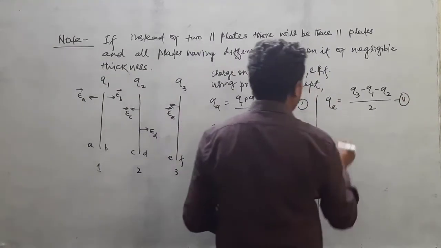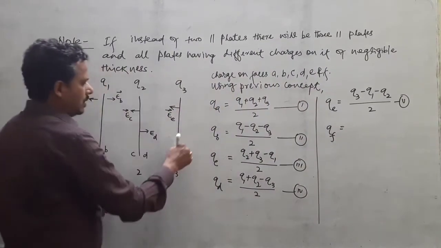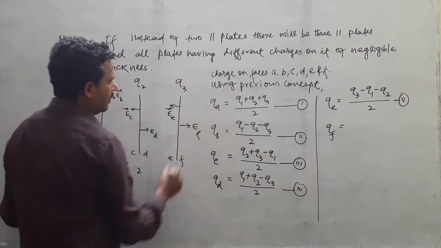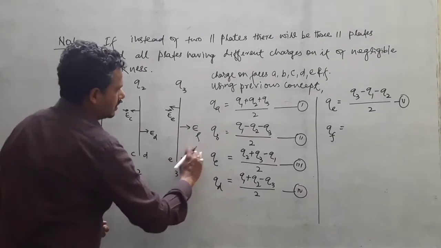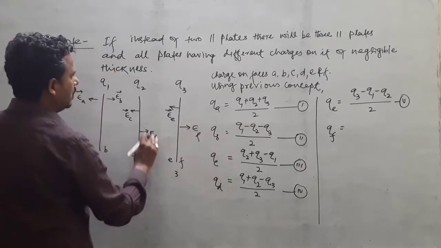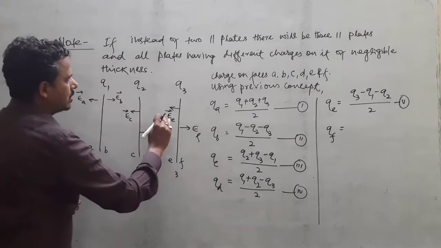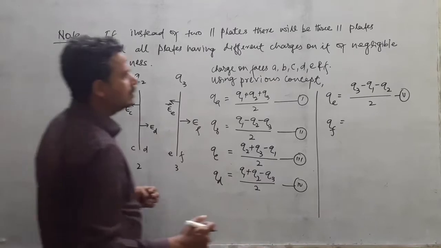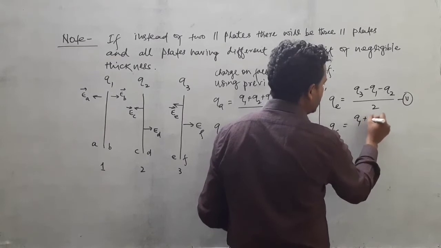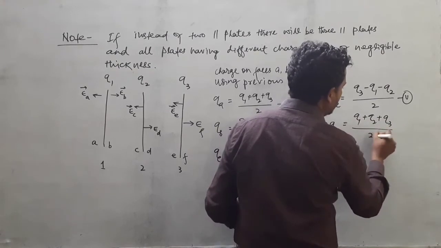Similarly, you have to find QF. Now see the direction of the electric field lines. At this face, your field lines by this charge are in this direction, EF. So what happens? This one is left to right, you have to take positive. So Q3 is positive, Q2 is also positive, and Q1 due to E is also positive. So every charge is positive right now. Therefore, your QF will be Q1 plus Q2 plus Q3 divided by 2. Equation 6.